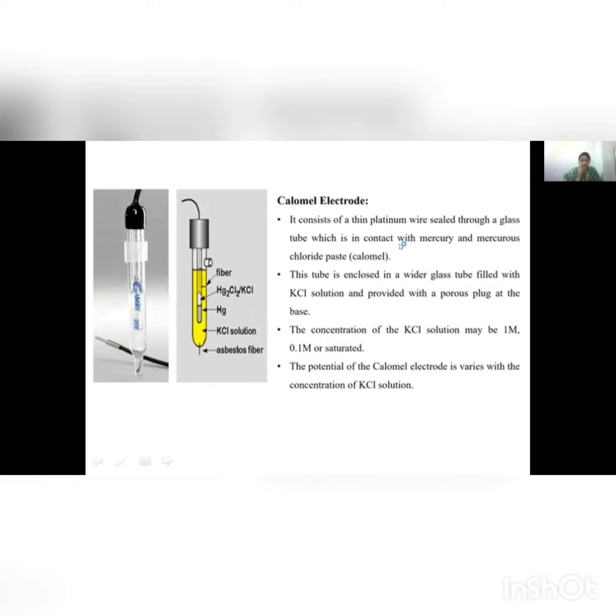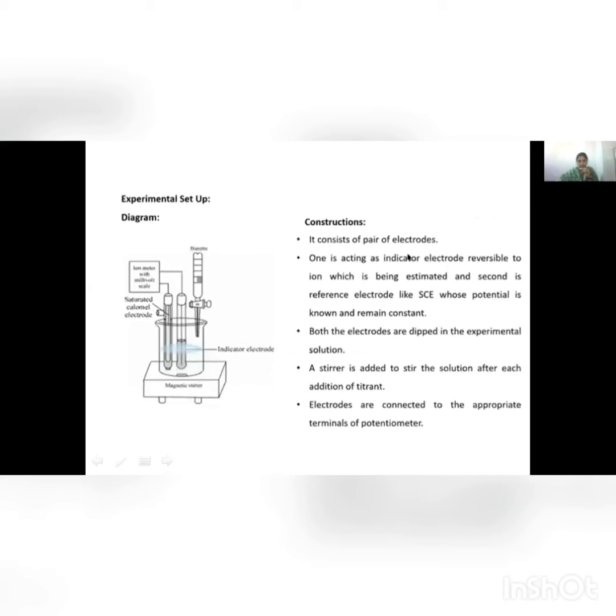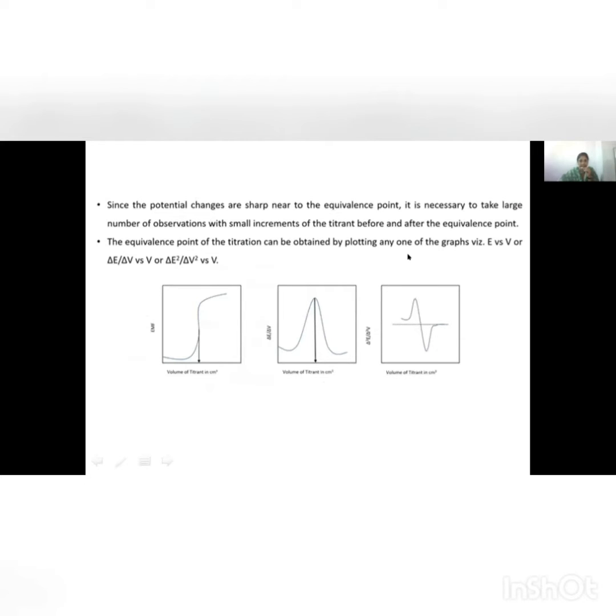Here we are using standard KCl solutions. At 0.1 normal KCl, we get 0.3335 volts, at 1.0 normal the electrode potential is 0.2810 volts, and for saturated KCl solution the electrode potential obtained is 0.2422 volts. But here we are using a standard calomel electrode, that's why we have to take the value of 0.2422 volts. The cell notation of the secondary calomel electrode is Hg, Hg2Cl2, KCl saturated solution.